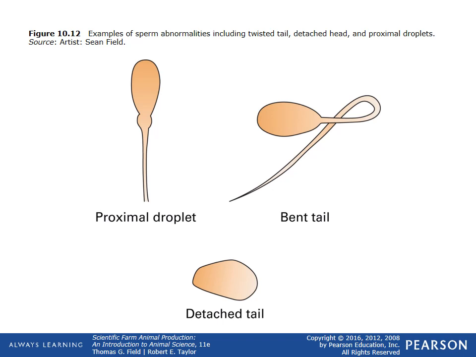So here's a couple of examples of abnormalities: a proximal droplet or a detached tail. Obviously, those sperm aren't going to effectively swim. A bent tail, obviously that sperm won't swim very effectively. I've also seen where you can shock them. I believe it's cold shock, to where that tail will bend all the way around its head, and that sperm will just sit there and spin in circles, and clearly you won't get it migrating very quickly towards the egg.